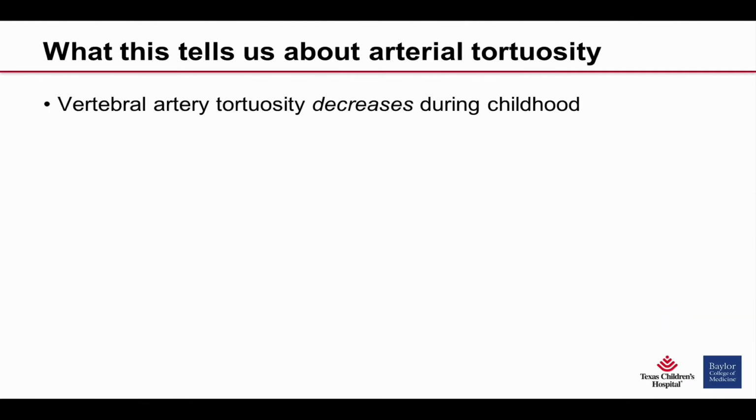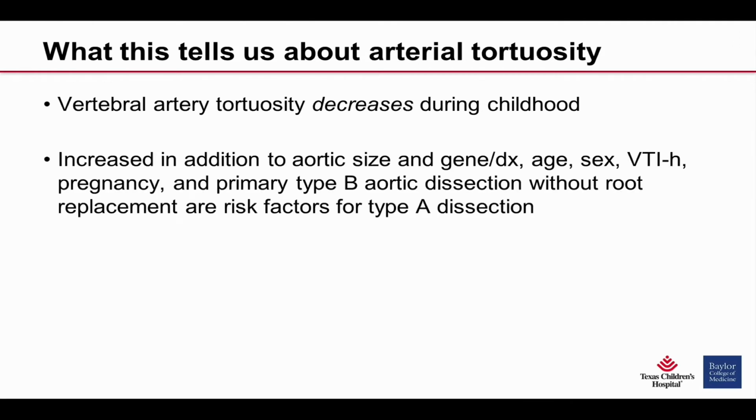So what this tells us about arterial tortuosity is that it decreases during childhood. In addition to aortic size and gene, age, sex, index tortuosity, pregnancy, and primary type B dissection without root replacement are risk factors.